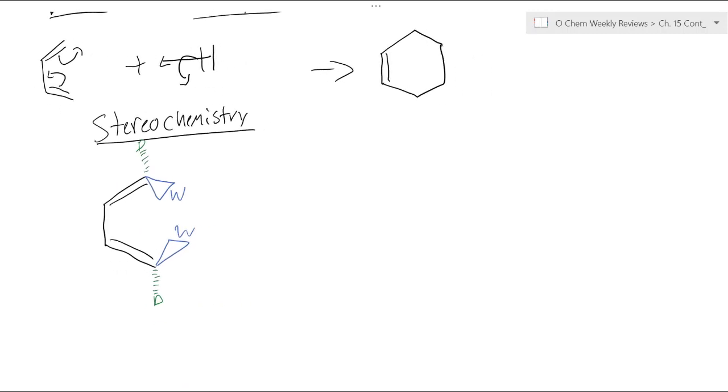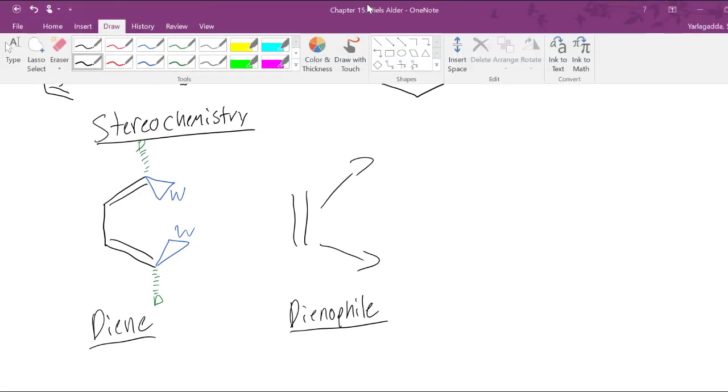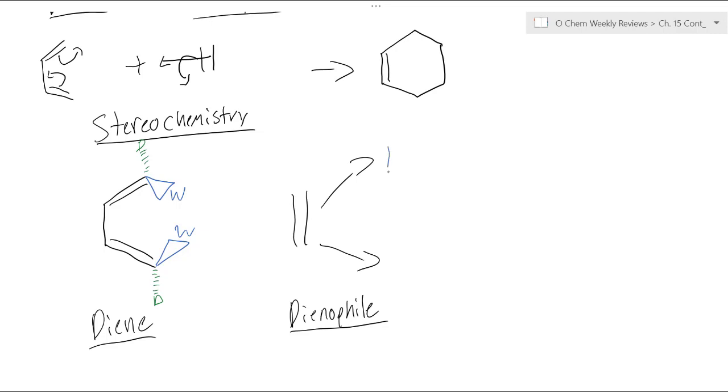For our dienophile, it depends if you are endo or exo. Okay? Endo means that it is an electron withdrawing group. An electron withdrawing group, sorry, let me use a different color.